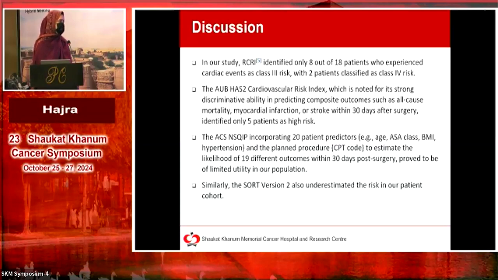The ACS NSQIP, which incorporates about 20 patient predictors, that is age, ASA class, BMI, hypertension, and the planned procedure, that is the CPT code, to estimate the likelihood of 19 different outcomes within 30 days post-surgery, proved to be of limited utility in our population. Similarly, the SWOT version 2 tool also underestimated the risk of adverse cardiac events in our group.